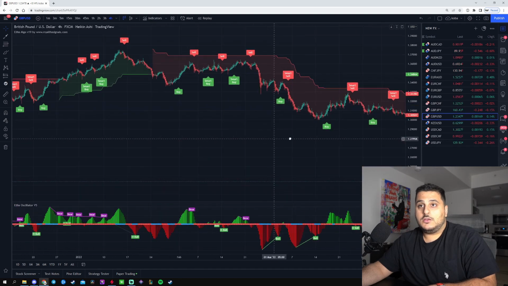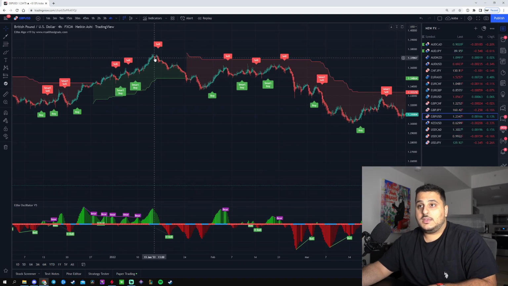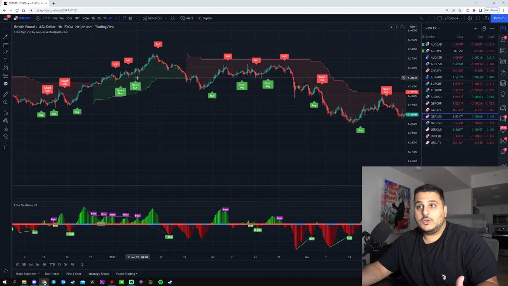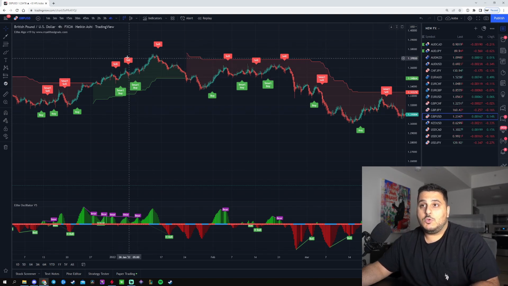Now, if we were to look over here, we can see that in this area, we had a green trend cloud, which basically means that we want to ignore these sell signals and only take these buy signals, which would have both again resulted in hitting take profit because you're trading with the trend at that time.